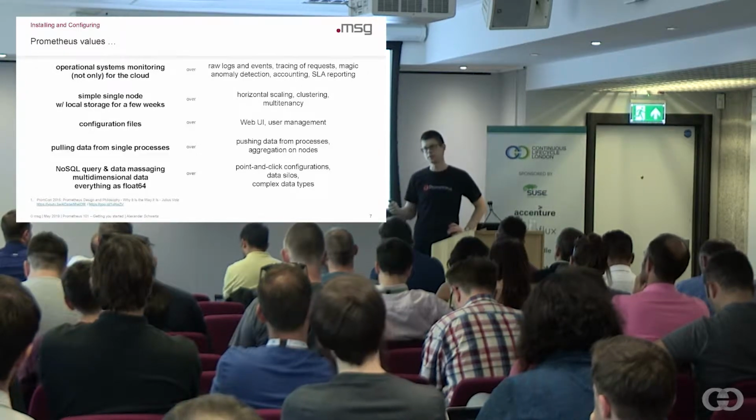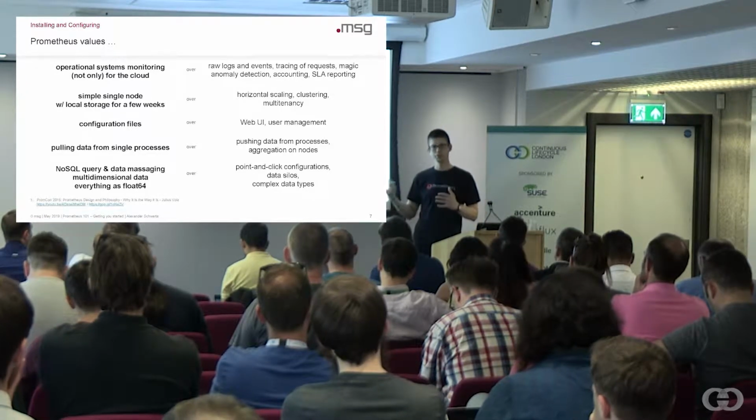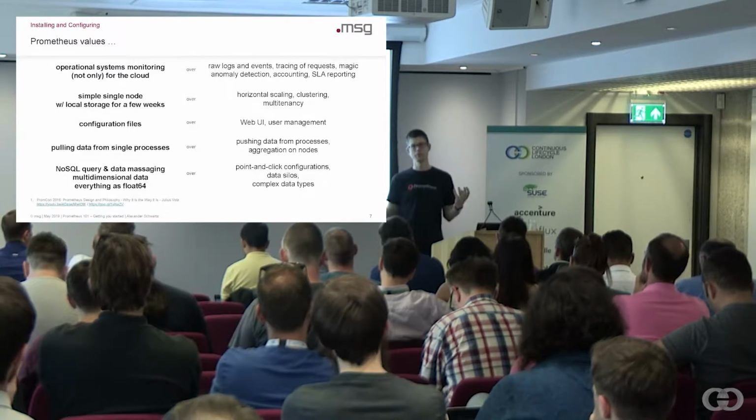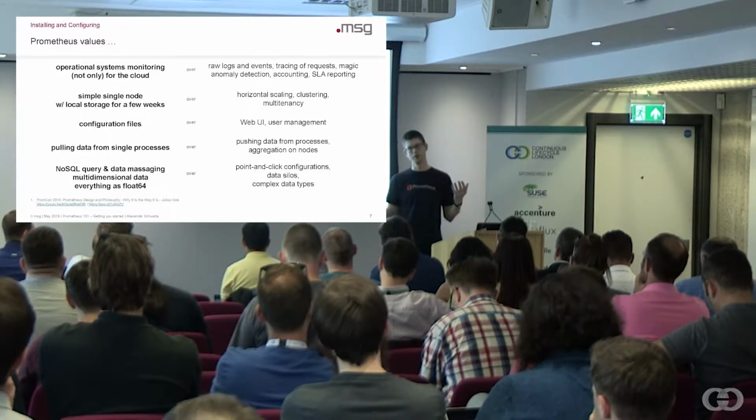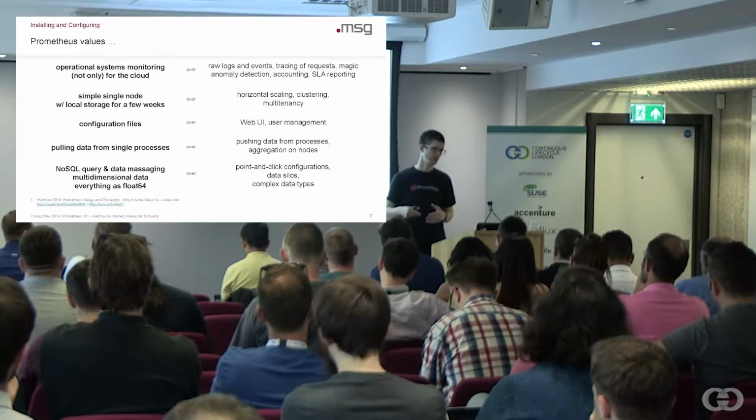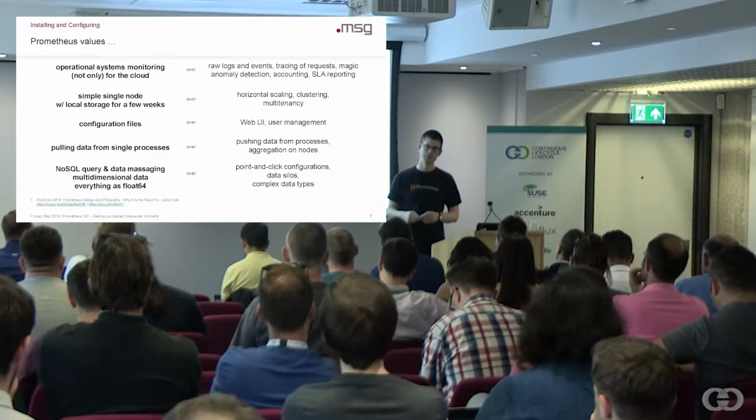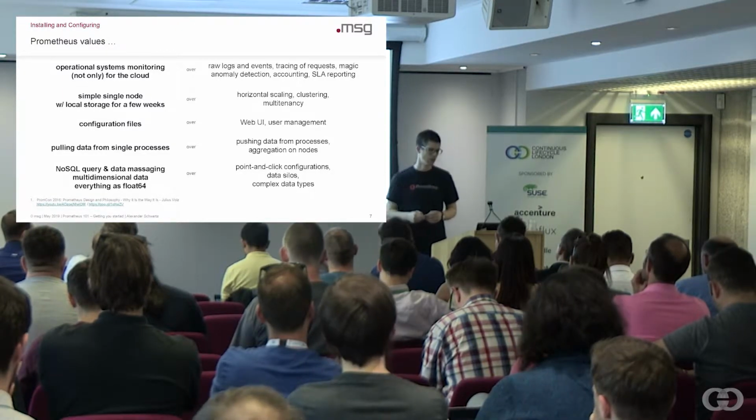Also, when you pull the data, the node doesn't need to know about the infrastructure where to push this information, and you can have multiple Prometheus servers pulling the data from a single node, from a single instance. So these are just some of the advantages that there are. Right.